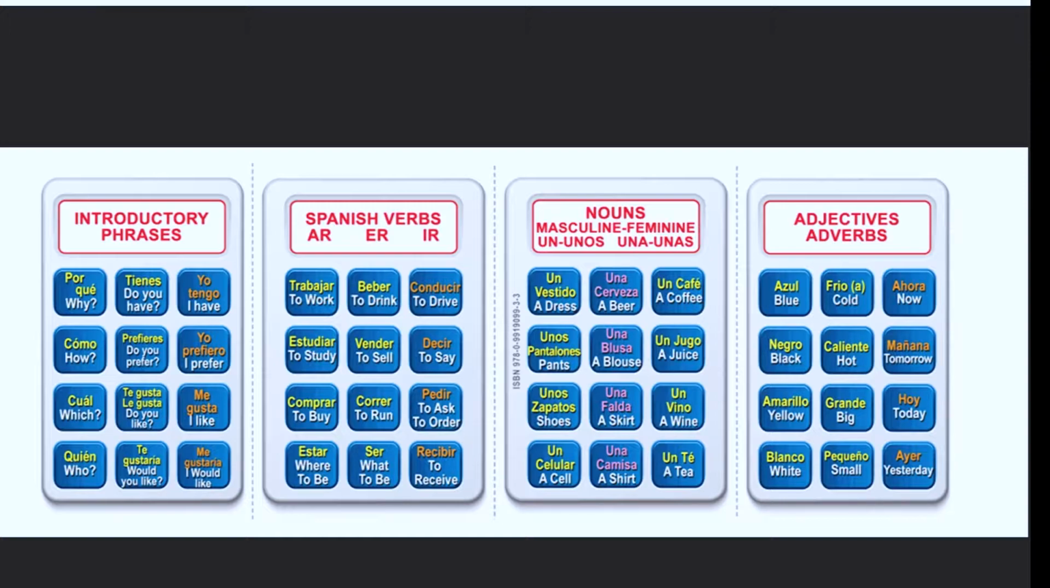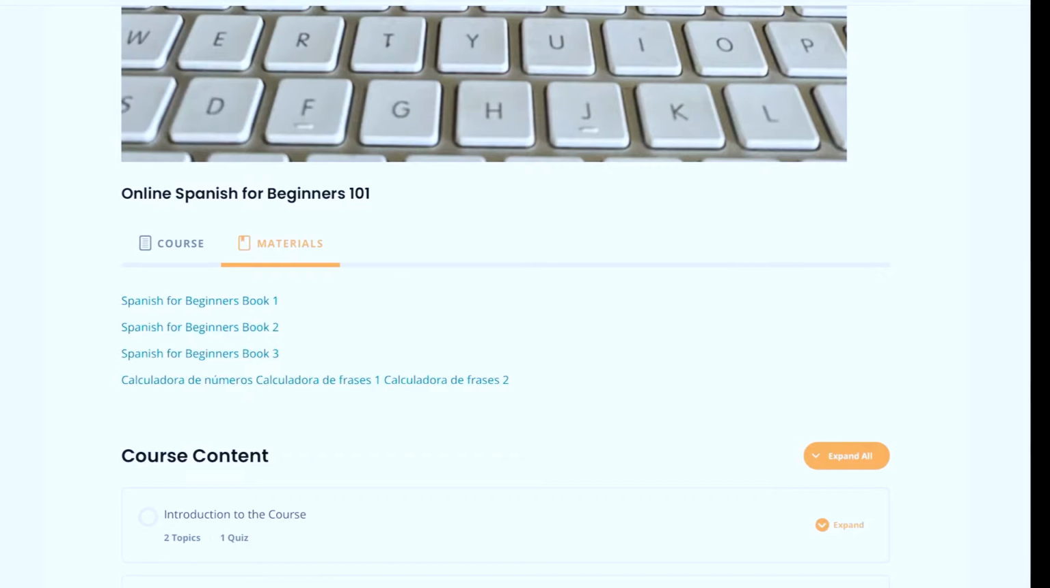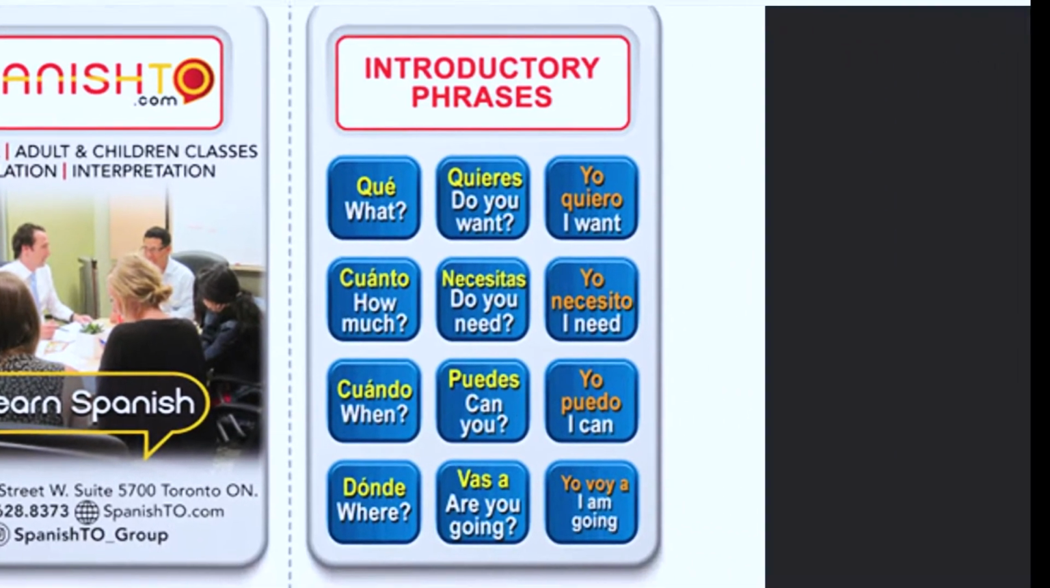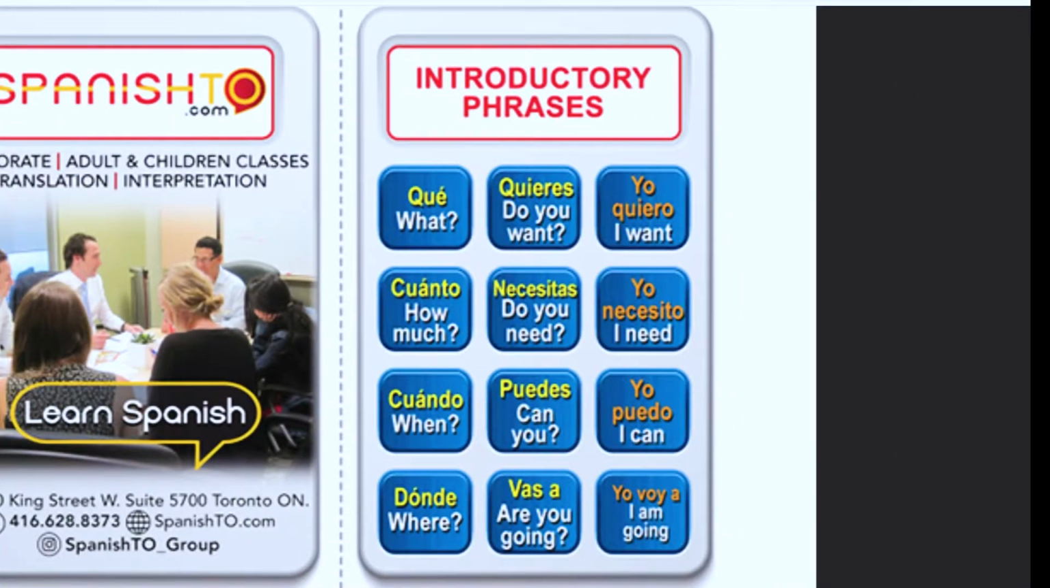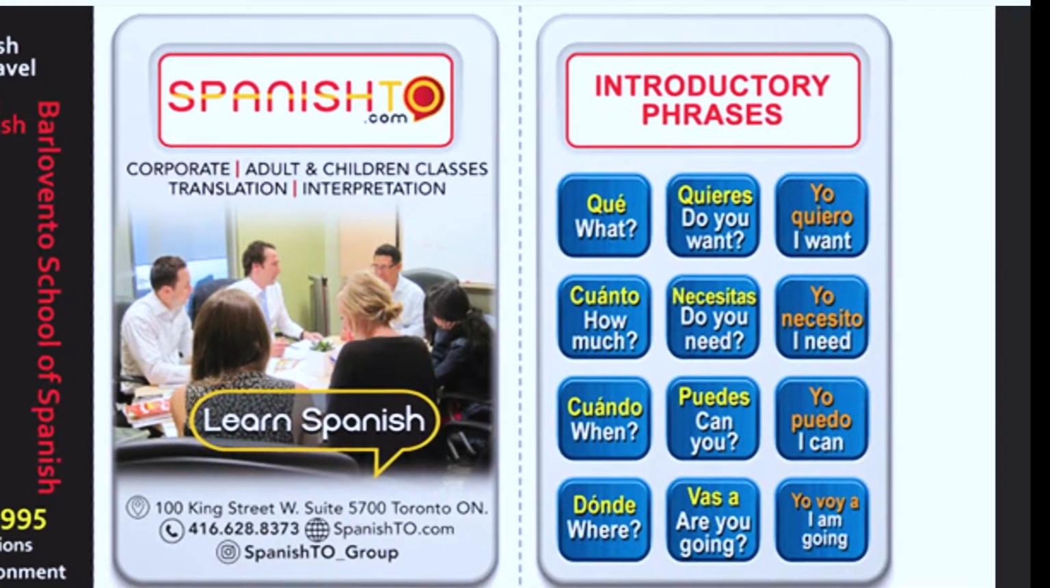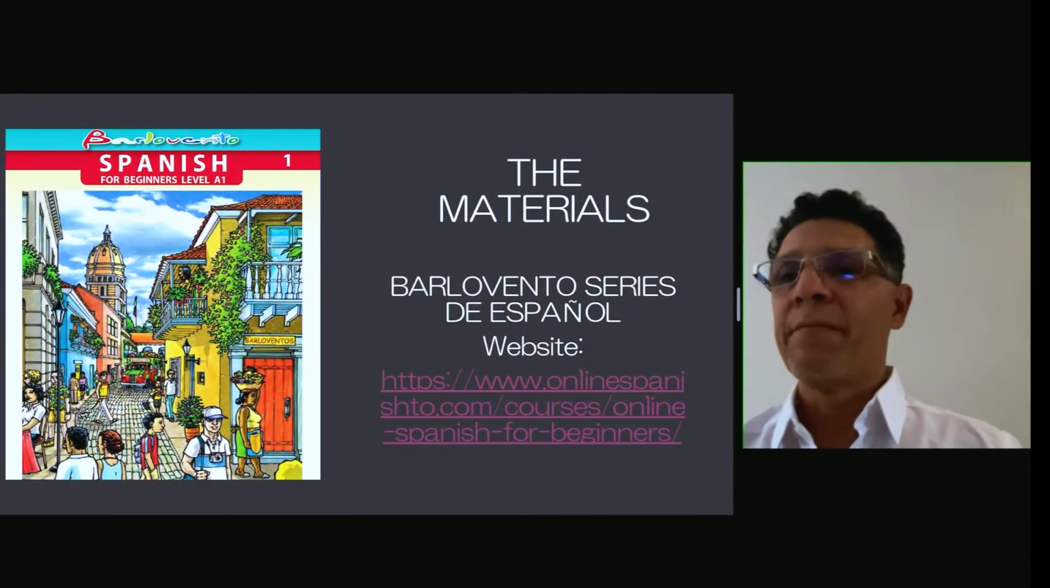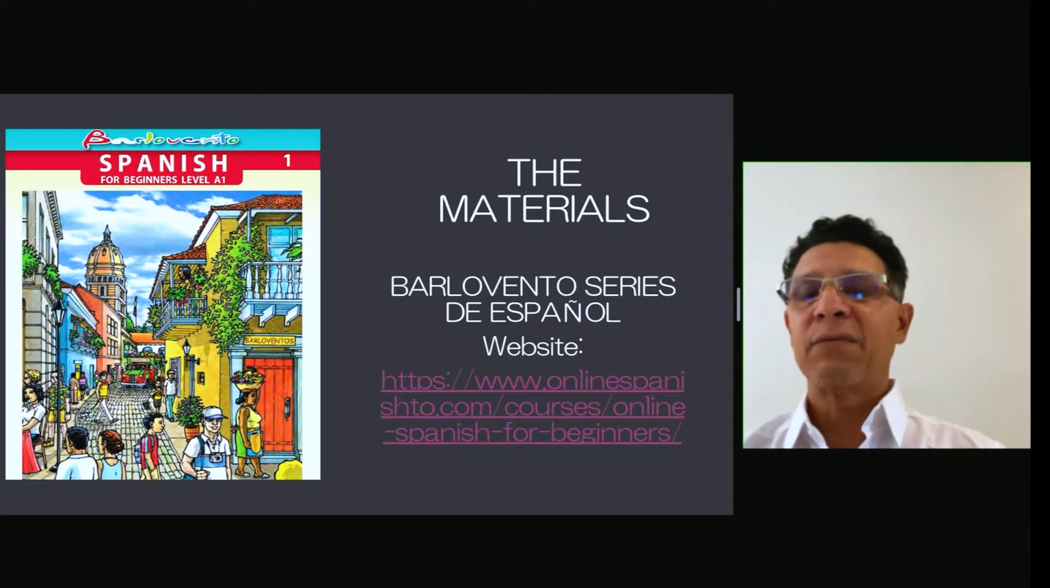So you'll be able to form phrases using this calculator. This is the other side of the calculator. Okay. So you would be learning phrases like, for example, I want, yo quiero. Okay. Things like that. So let's go back to the presentation. Okay, so that's where the materials are.